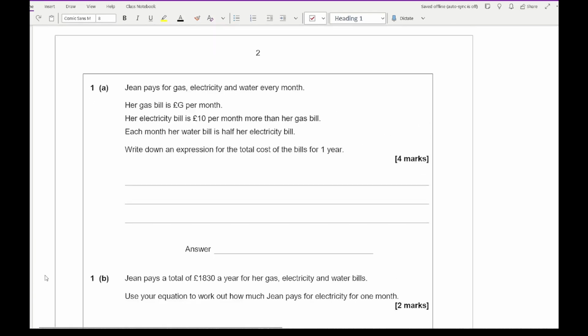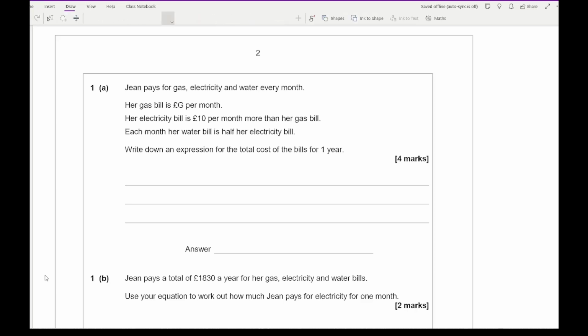It says Jean pays for gas, electric and water every month. Her gas bill is G pounds per month. Her electricity bill is £10 per month more than her gas bill. Each month her water bill is half of her electricity bill. Write down an expression for the total cost of bills for 1 year.